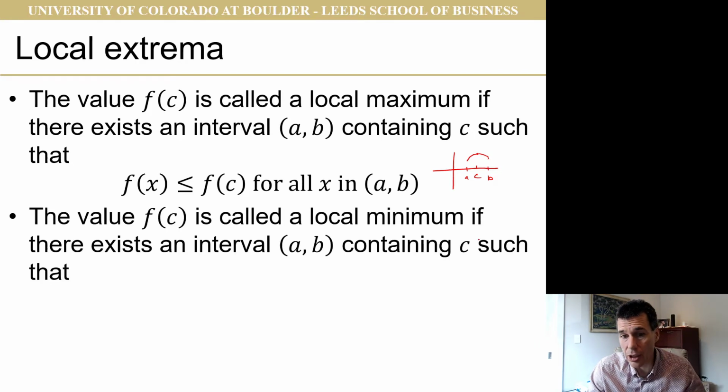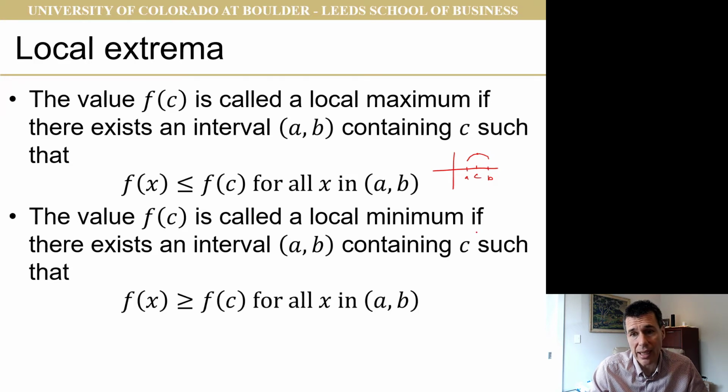We call it a local minimum if there exists an interval ab containing c such that f of x is bigger than or equal to f of c for all x in the interval. So again, we'll draw this function. We've got our c, we've got our a, and our b, and it's going to look something like this, right? F of x is bigger than f of c for all x in ab.